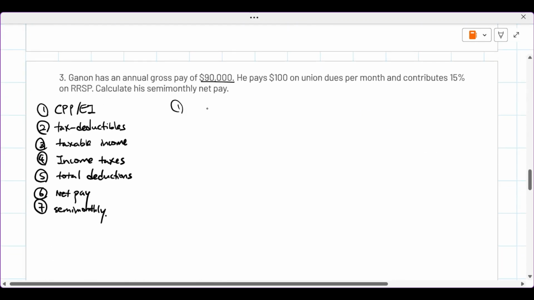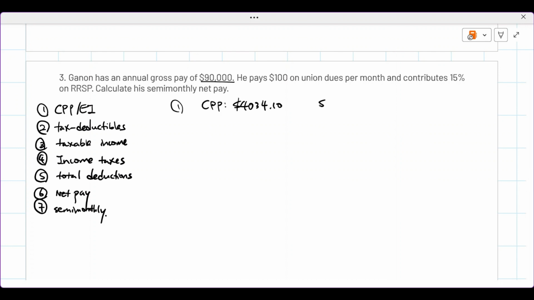So first step, CPP is going to be $4,034.10, and EI is going to be $1,077.48. Let's put an underline there because it's counted towards the deductions.